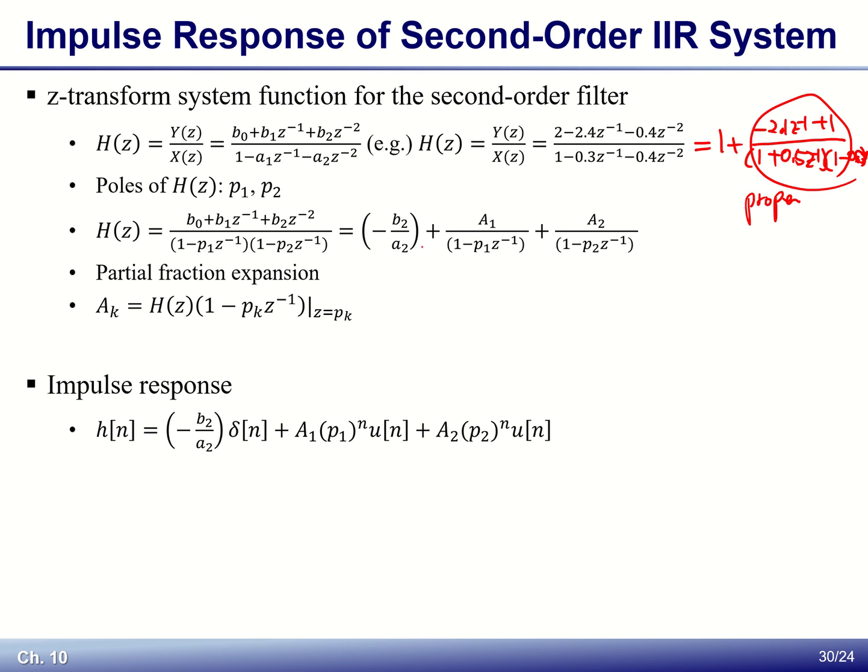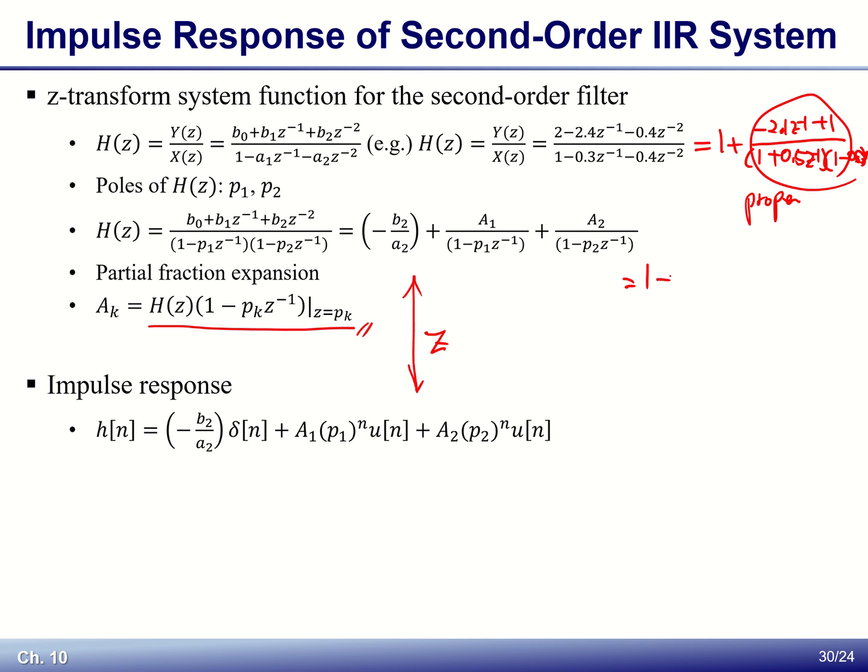So we can factorize the 2 factors, and we can expand using partial fraction expansion like that. Using this equation, you can get Ak. After that, we can take the inverse Z transform.